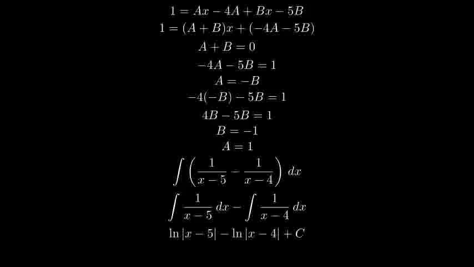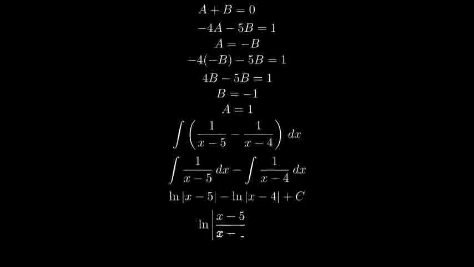Using standard integral formulas, we evaluate this as the natural log of the absolute value of x minus 5 minus the natural log of the absolute value of x minus 4 plus the constant of integration, C. Using the properties of logarithms, we can combine these into a single logarithmic expression, yielding the natural log of the absolute value of x minus 5 divided by x minus 4 plus C.